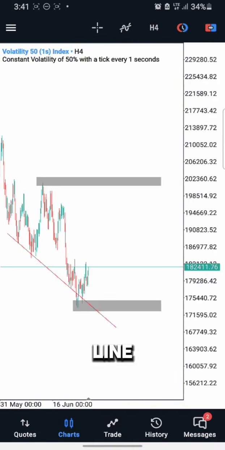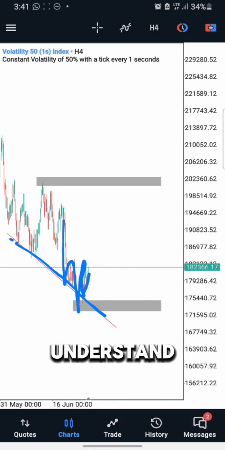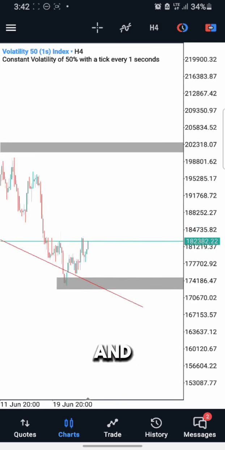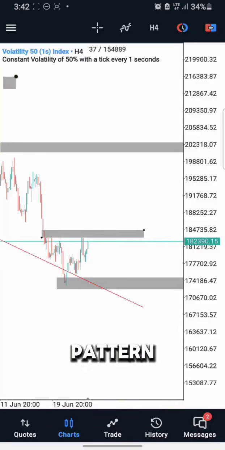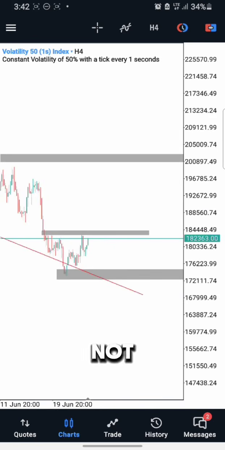So this line was respected quite a number of times. There was a little bit of a breakout, as you can see, that formed a head, and then the market came back into the market again. So I'm going to do a little bit of illustration so that you can understand. The market broke to the downside, as you can see, and then came back and formed another shoulder. So this is more like a head and shoulder pattern. This one is a little bit different because it's not symmetrical.